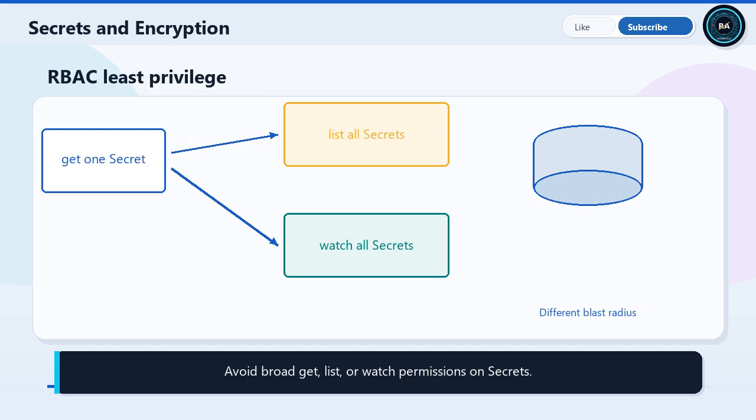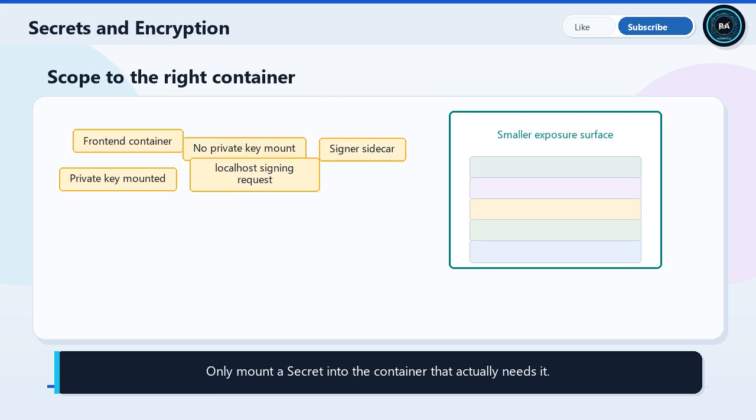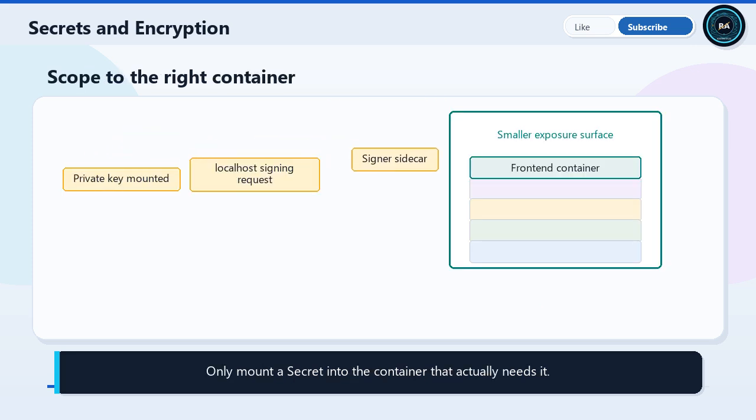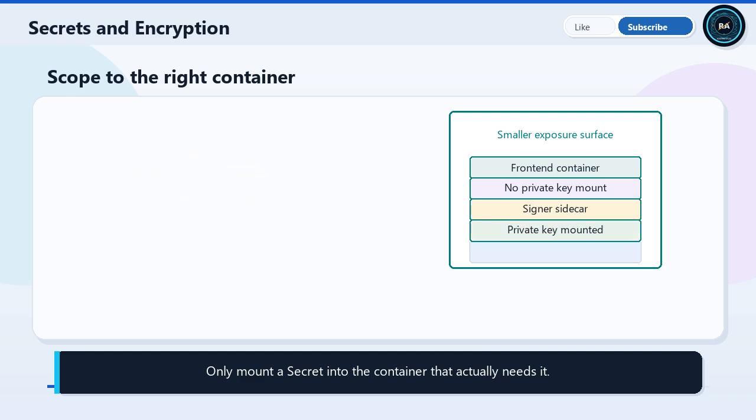RBAC matters. Granting list or watch on secrets lets a subject read all secret data in that namespace. Give workloads and humans the minimum access they need. In a multi-container pod, not every container needs every secret. Mount the signing key into the signer container, not the front-end container that handles complex user input.